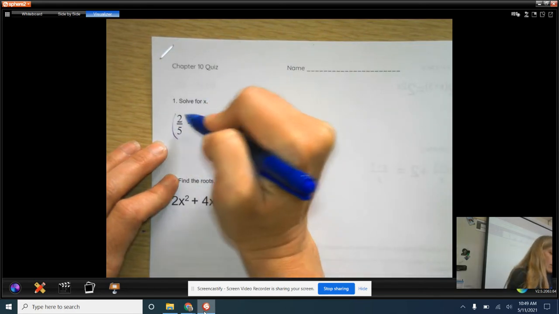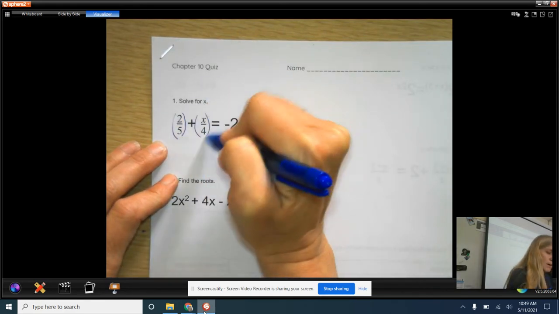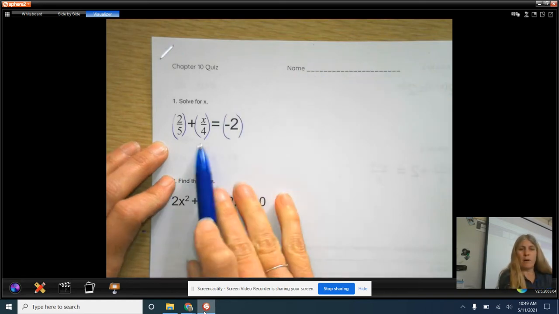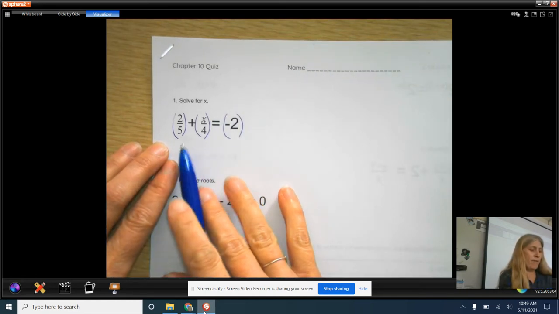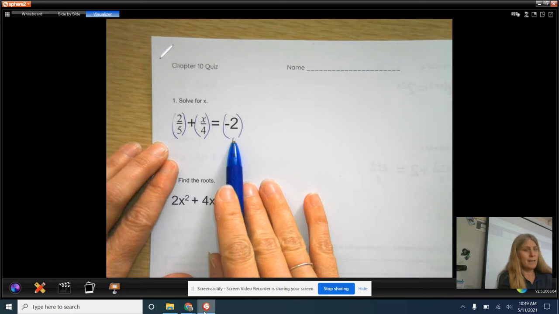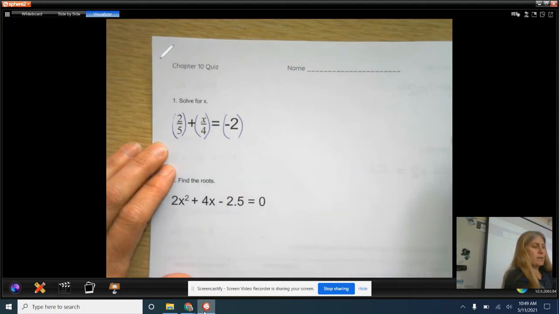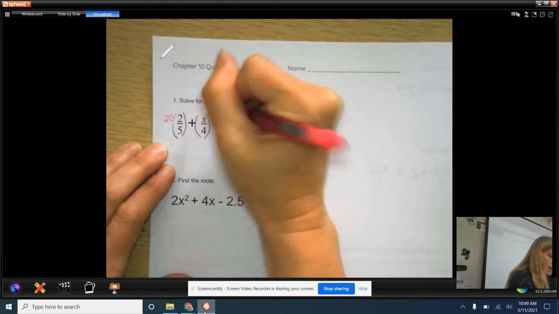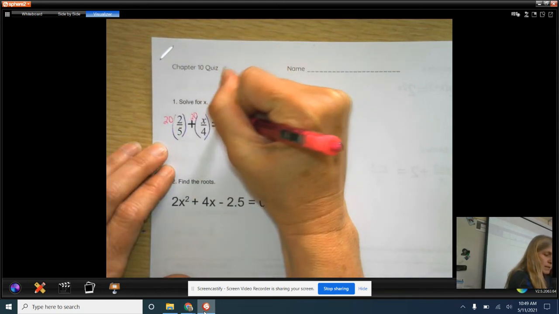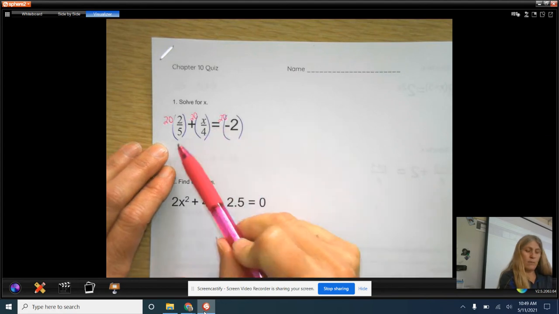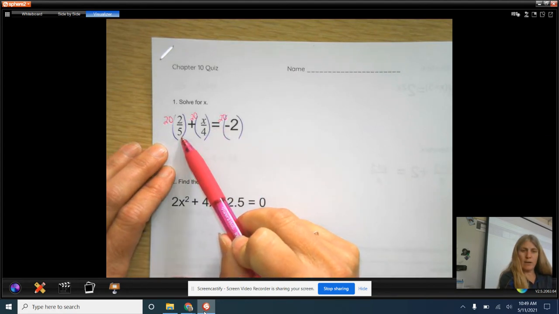So I'm going to go ahead and put parentheses around every single term on both sides. And I'm looking for a common denominator between 5, 4, and here we have an invisible 1. So I know my common denominator is going to be 20. So we're going to put a 20 in the numerator for each item on both sides. And then we're going to see how many times the denominator goes into the numerator.